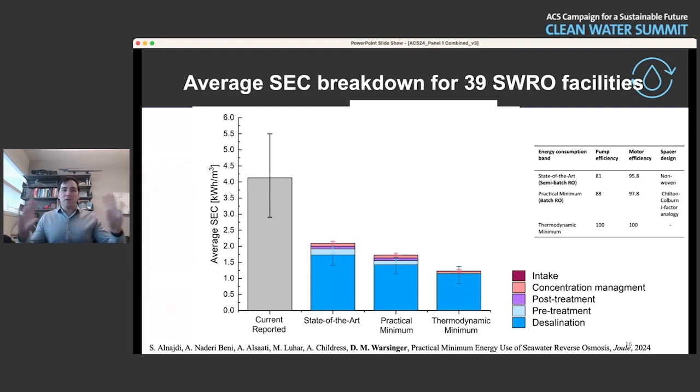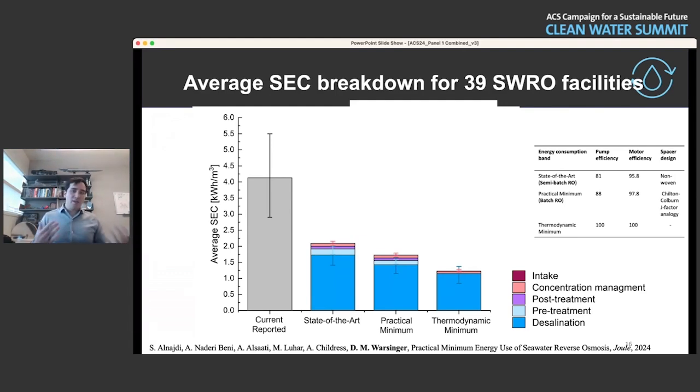And we looked at the better efficiencies of high pressure pumps, circulation pumps, and pre-treatment and post-treatment technologies that we could use. For our practical minimum estimation, we used our full batch reverse osmosis reciprocating piston approach, and we looked at state-of-the-art theoretical limits on high pumping efficiencies, theoretical improvements on spacer design, extremely highly permeable membranes, and the most efficient pre-treatment and post-treatment choices.